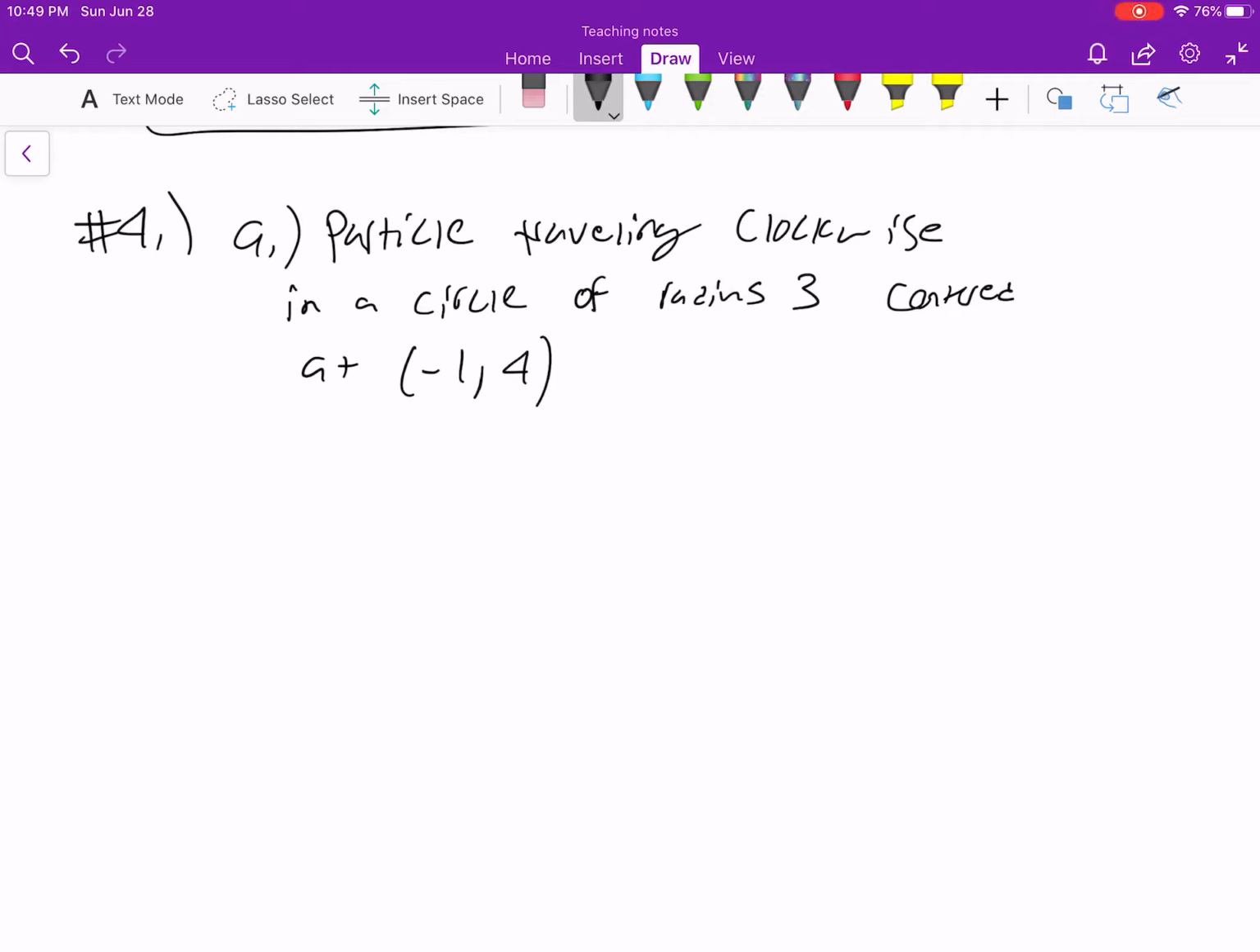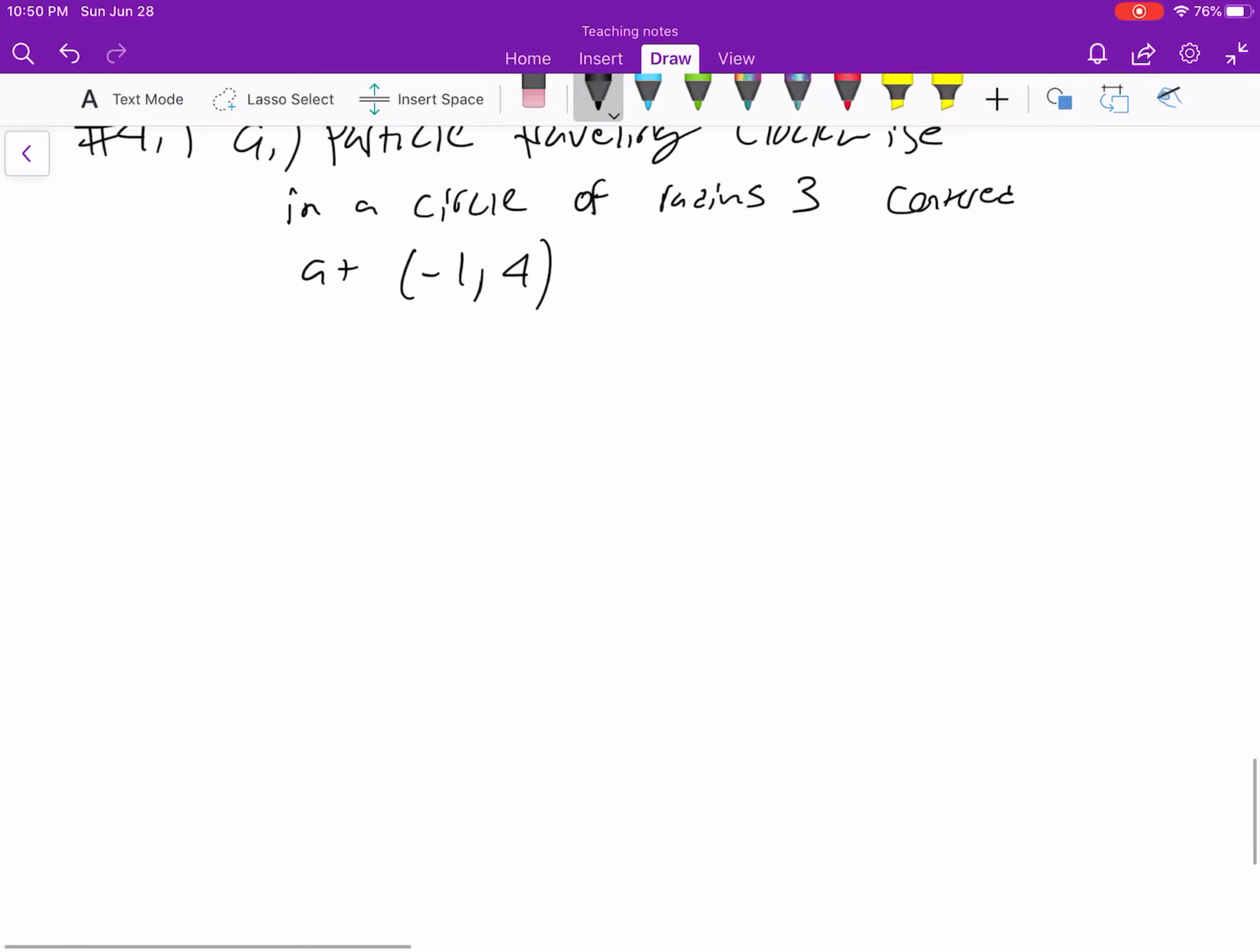All right, so continuing on to number 4 for this exam at least. Again, there are a couple different versions of this problem. It was a particle traveling clockwise in a circle of radius 3 centered at (-1, 4). I asked for the parameterization of this. So this is straight out of 10.1.